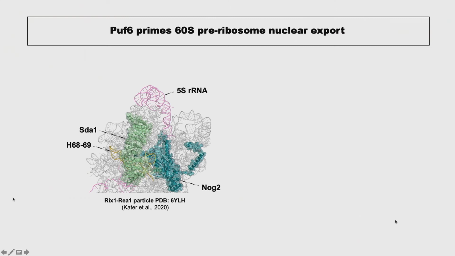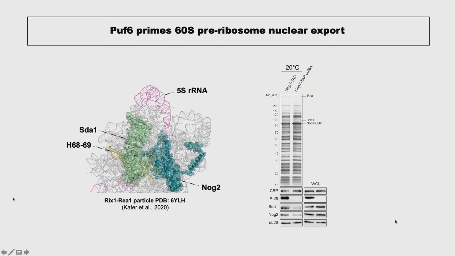So we approached this biochemically, and we purified these pre-ribosomes from wild type and Puf6 delta cells at 20 degrees, and we could indeed see that the association of these two assembly factors is impaired, so that Puf6 therefore primes the 60S pre-ribosome for nuclear export because of this formation of the tertiary contact.